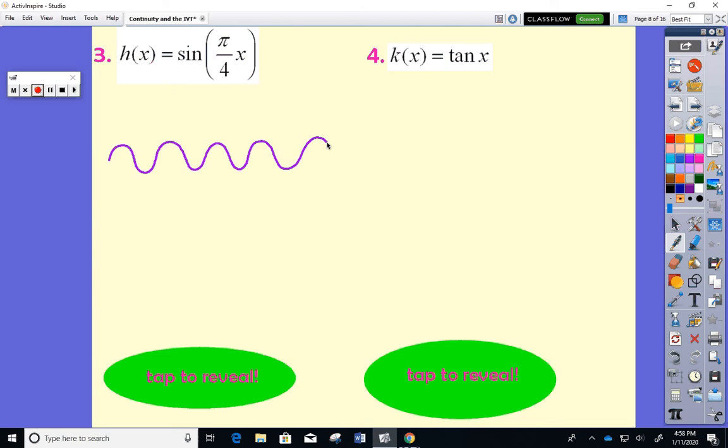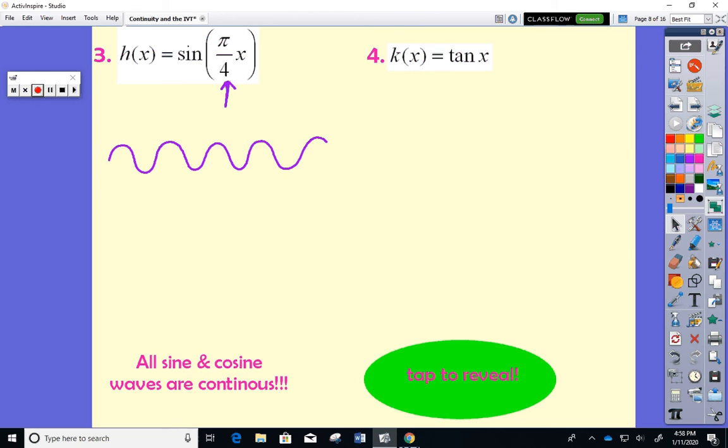So guys, it does not matter that this pi over 4 is creating a period change, you know, a horizontal stretch or shrink. That doesn't matter at all. The graph is still that basic wave. So just like polynomial functions, any sine and cosine wave is always going to be continuous over its whole domain.